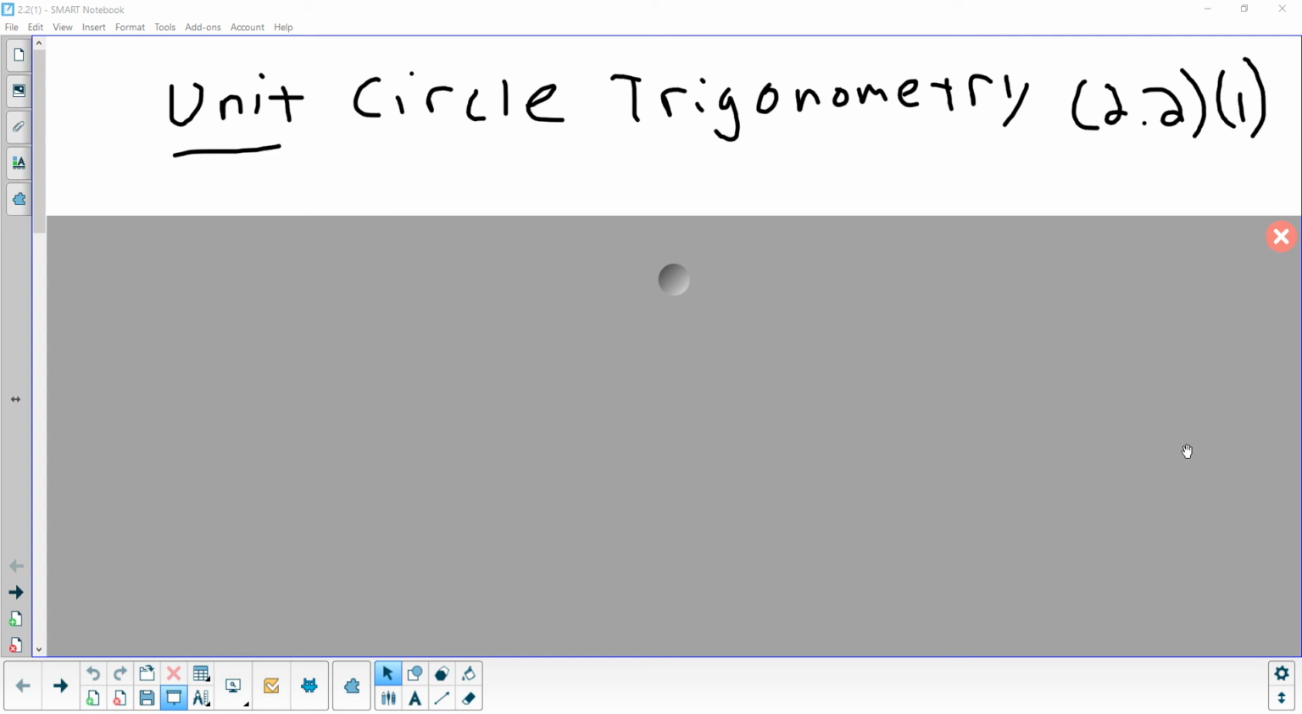All right, so this week we're going to take a look at section 2.2. It's on what we call unit circle trig. We'll do the whole week pretty much on just this one section, 2.2. And then on Thursday, the plan is to do a review day.